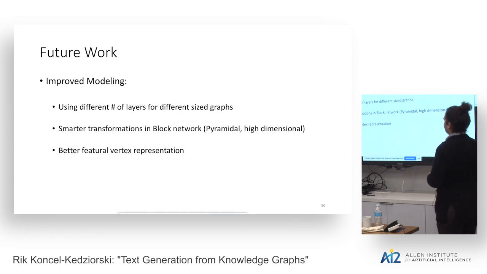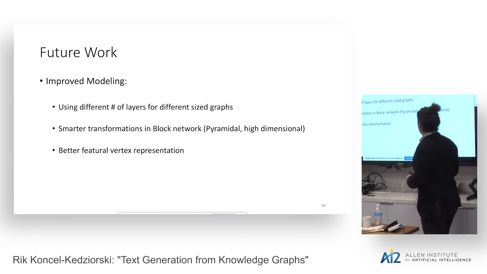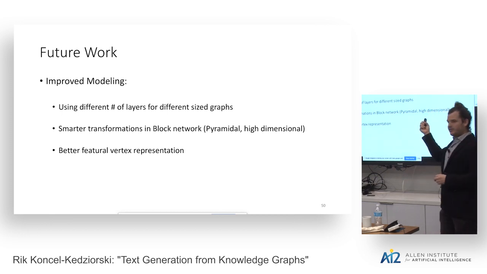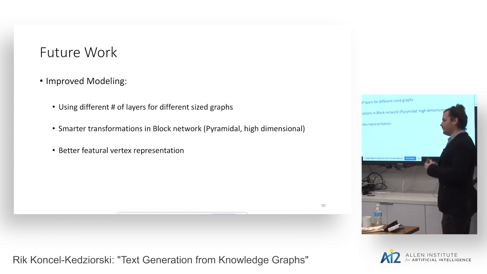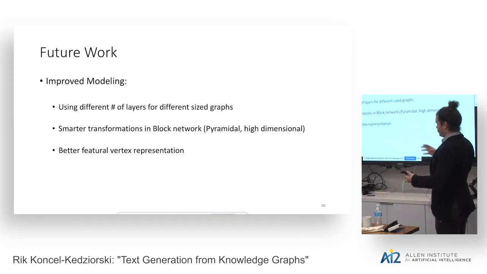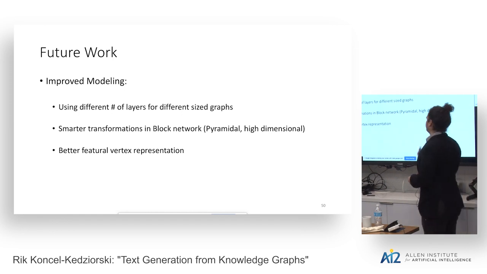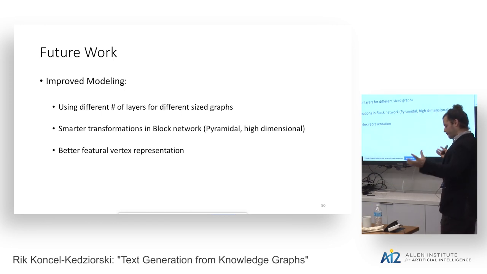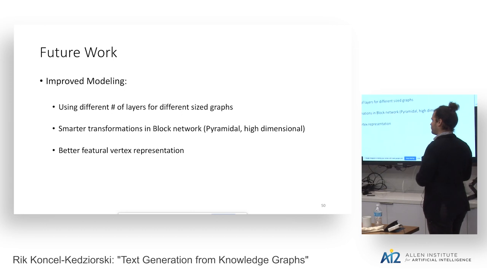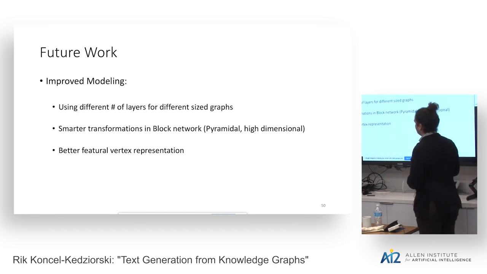Additionally, we could add some smarter transformations in the block network. There's been some work that Sachin did that shows that high-dimensional representations in these kinds of models are really helpful if you can manage to use smart high-dimensional transformations. And so we have one called the pyramidal transformation that might be useful in this model to allow for these higher-dimensional representations in the block network.